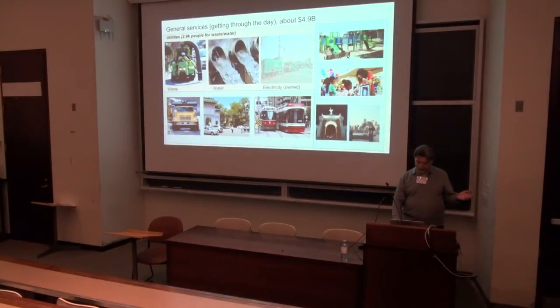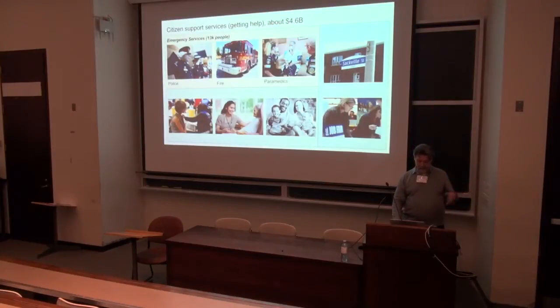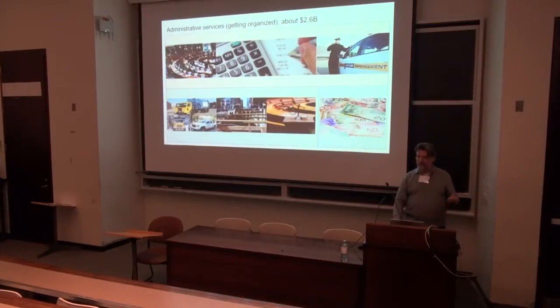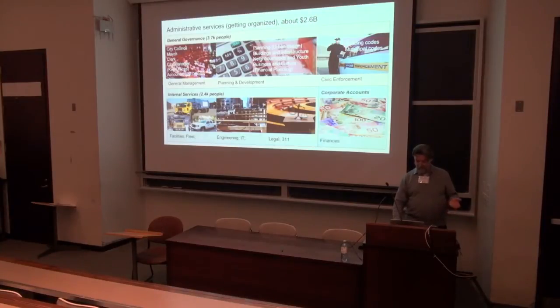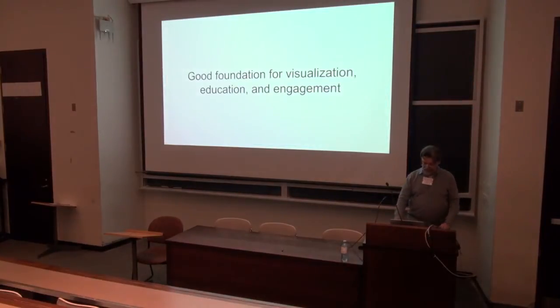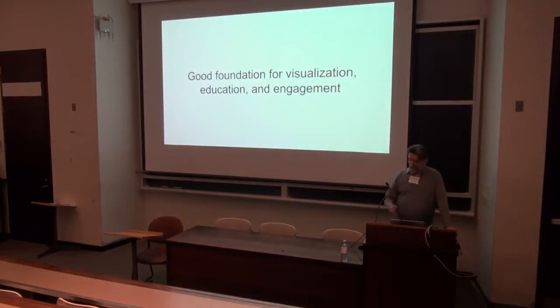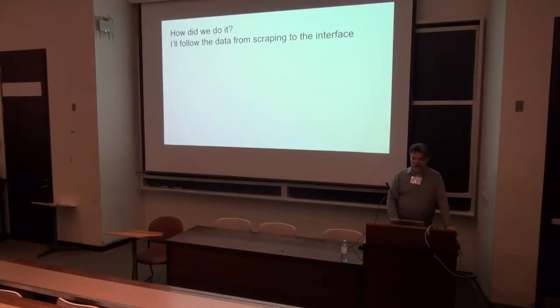So general services, about $5 billion, consists of utilities, services for moving around, and public commons. So that's fairly easy to understand. Citizen support services, the familiar emergency services, health and education, income and housing, that's also fairly easy to understand. And even the inscrutable activities at City Hall can be categorized with general management, planning and development, civic enforcement, which have specialized functions, and that leaves internal services. So the point is that there are ways that we can better get at how to understand and work with the Toronto budget. So we feel we have a good foundation for improving visualization, education, and engagement moving forward.